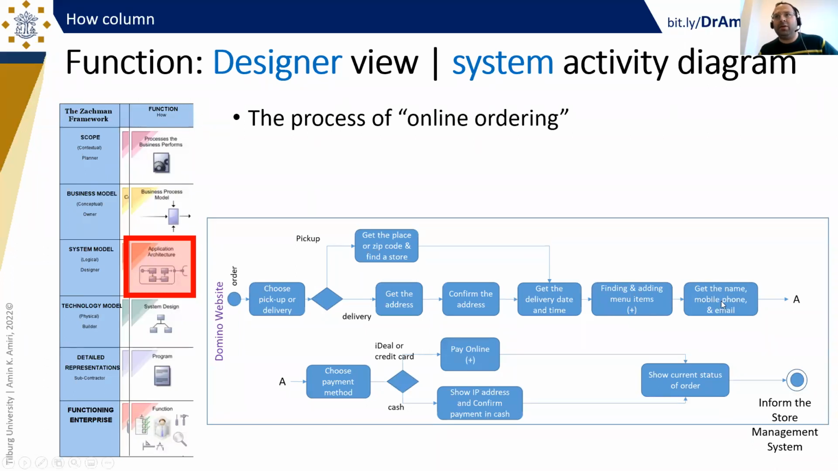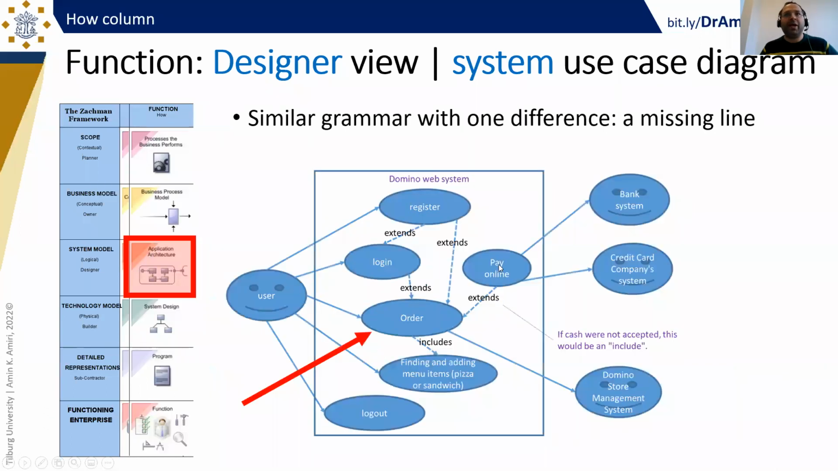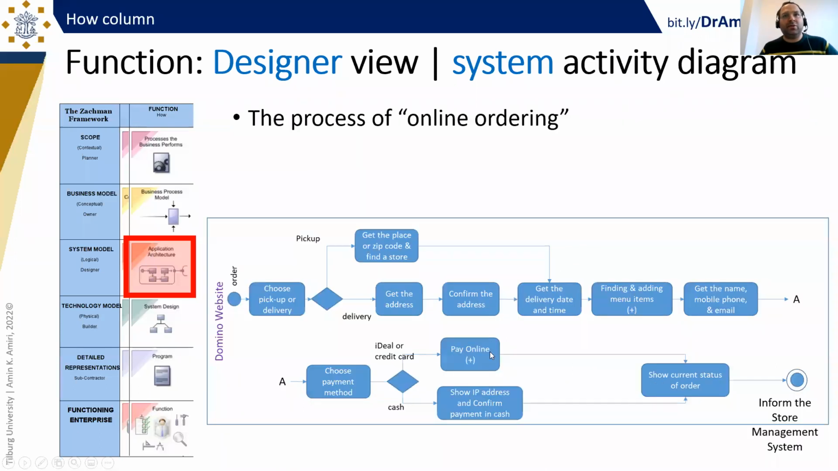You provide your name, phone, emails. Then you need to choose a payment method. It's either iDEAL or credit card, paying online. You see this paying online? It has another business process inside paying online. Or if it's cash, it shows your IP address and you have to confirm everything. And then it shows you the current status of the order.